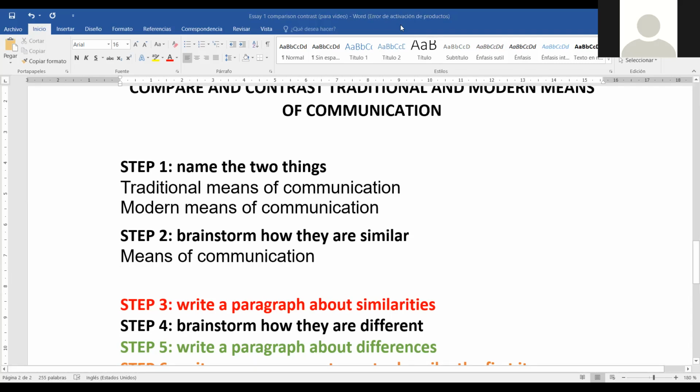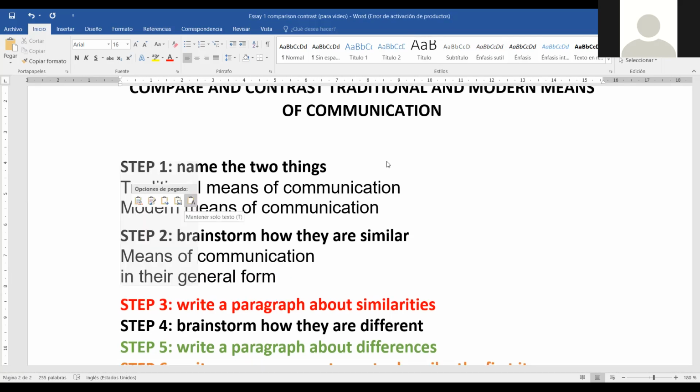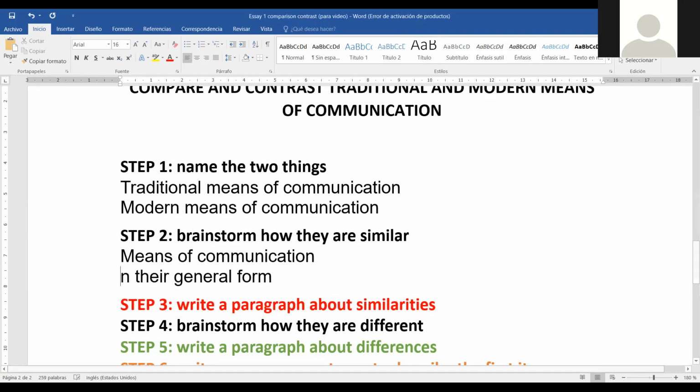Okay. I will be copying my idea. Well, I had many ideas, but I chose this idea. Let me copy it here. They are similar in their general form. What I mean is that it can be all kinds of communication or modern kinds of communication. Well, the basic thing that they do is to let people communicate. So this is what I chose for my paragraph.